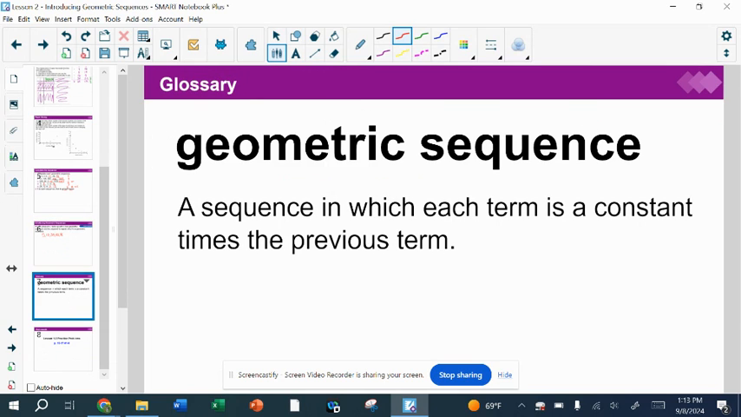All right. A geometric sequence, and this should go in your vocabulary packet, but I can help you out with this also when I get back. A geometric sequence is a sequence in which each term is a constant times the previous term. The constant is that growth factor that we were looking for, and we're going to take the term that we know, the previous term, and multiply it by the growth factor to get that.